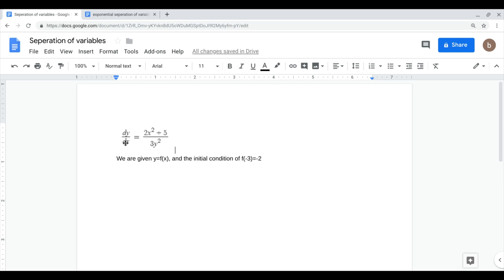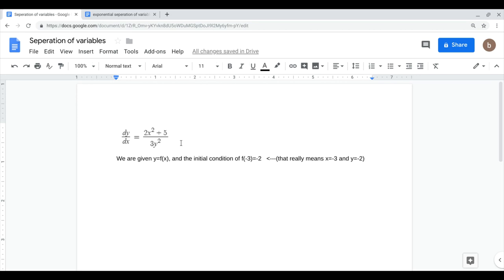Here we are given the following differential equation. dy/dx is equal to (2x squared plus 5) divided by 3y squared. We are given the initial condition of f of negative 3 equals negative 2. What that really means is x is equal to negative 3 and y is equal to negative 2. This will be helpful for finding the particular solution to this differential equation.